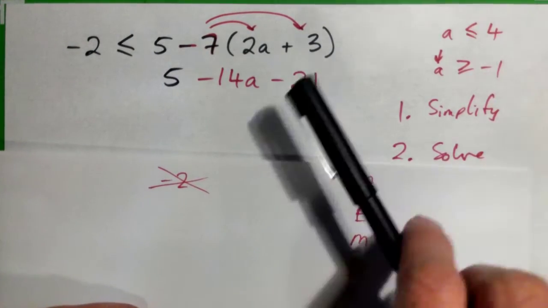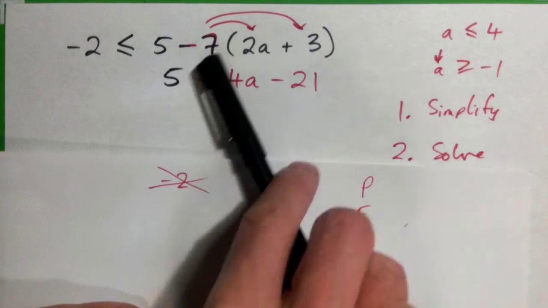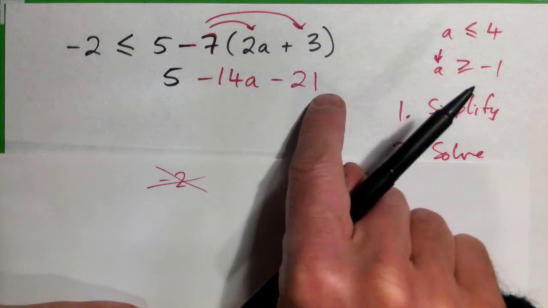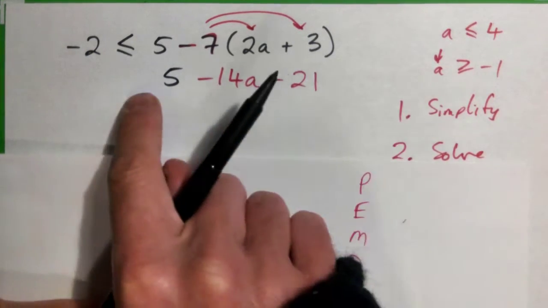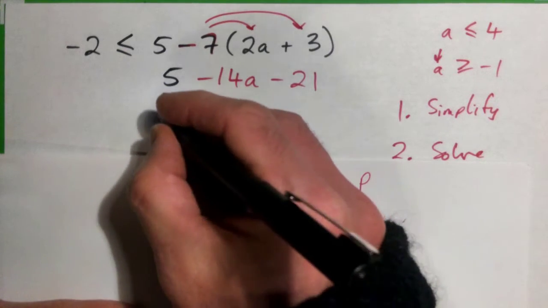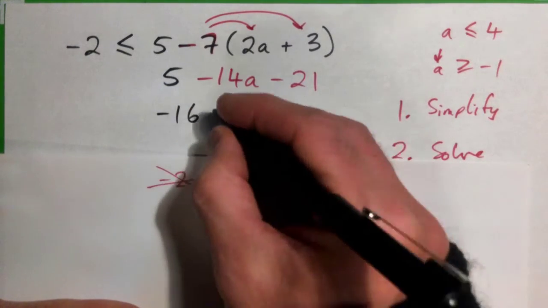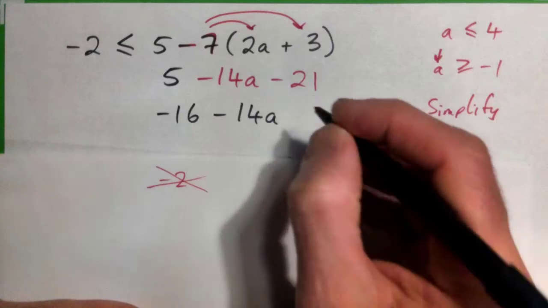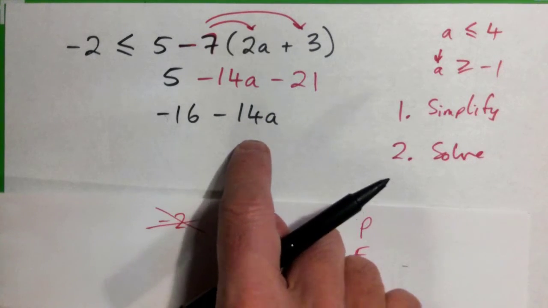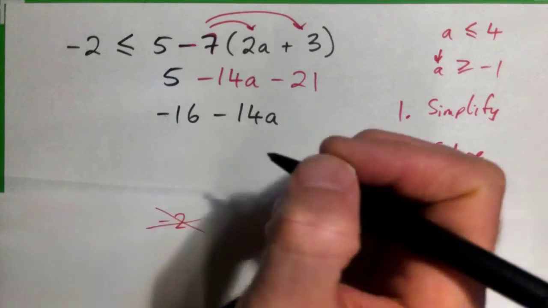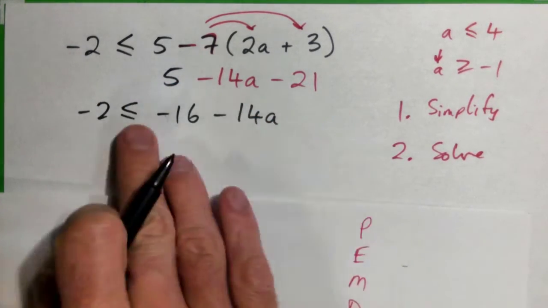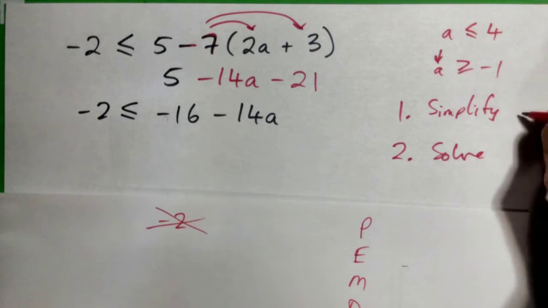Now, what would be the next step to simplify this? Yeah, 5 minus 21. 21 negatives and 5 positives makes what? Yeah, negative 16. Good. So we have negative 16 minus 14a. Now, can we simplify this any further on the right here? No. So this is all simplified now. So our simplification is done.